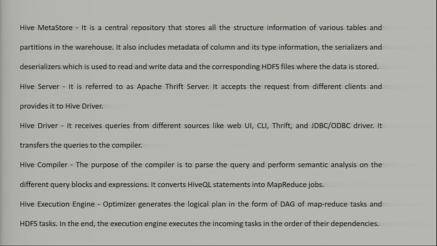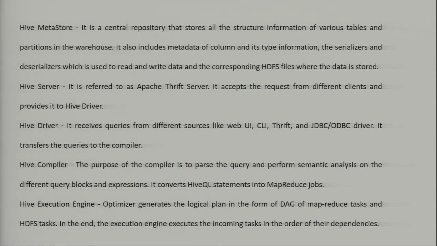When I come to this point, when I say MapReduce, what happens? I am talking about a job tracker and a task tracker. That is the conversion to be noted. So when I say it converts HiveQL statements into MapReduce jobs, it is basically trying to understand two things: a job tracker and a task tracker. Then it goes to Hadoop and HDFS. Before that, there is a particular Hive execution engine.